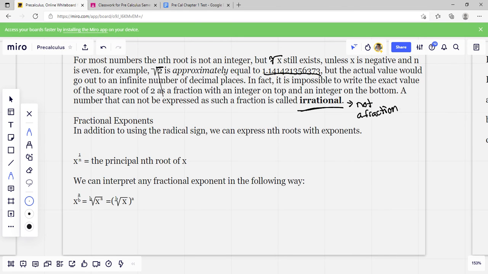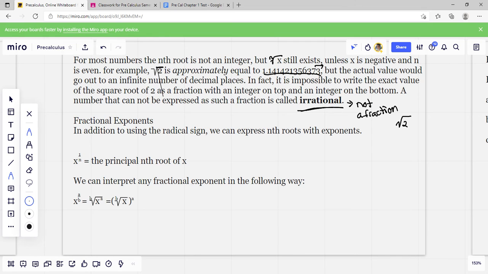Okay, and that would be something like the square root of 2, an irrational number. Its decimal just keeps going on and on forever. Fractional exponents: in addition to using the radical sign, we can express nth roots with exponents. We did this before. So x to the 1 over n is the principal root of x, right?